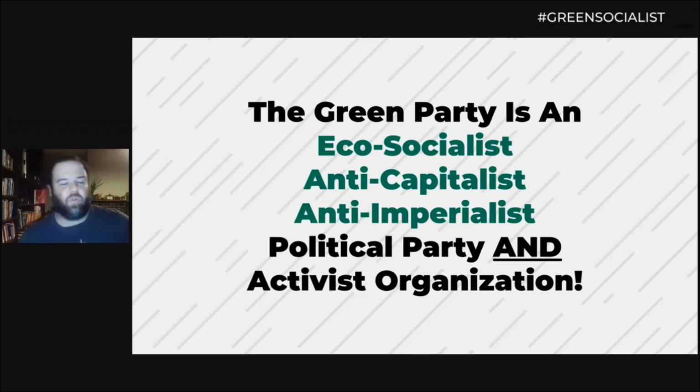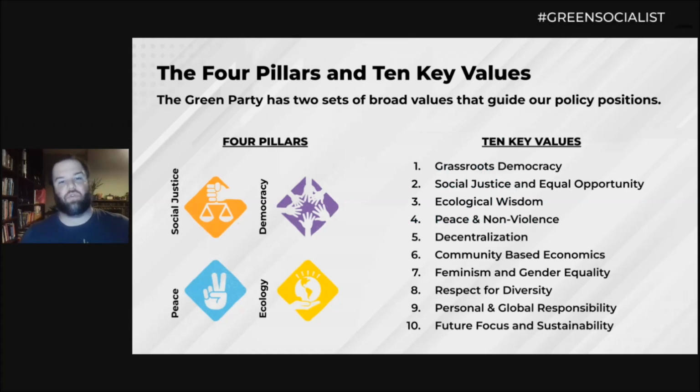So we're trying to break the mold. In some ways we're succeeding, in other ways we're failing, right? Trying to forge a new path is a very precarious thing. So not everything's going to go according to plan, and there's going to be plenty of a learning curve. But we're a political party and an activist organization. And as a party, as an organization, we're guided by two broad sets of values that are intertwined with each other: the 4 pillars and the 10 key values.